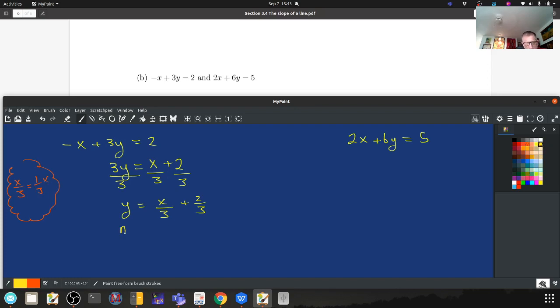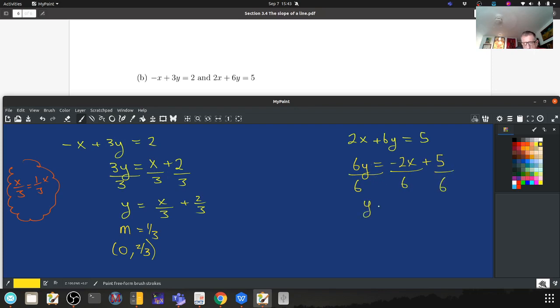So my slope over here is 1/3, and my y-intercept is 0, 2/3. Come over here, let's solve. 6y, I'm moving the 2x to the other side, scooting the 5 over and keeping it signed. I'm going to divide by 6, divide by 6, divide by 6.